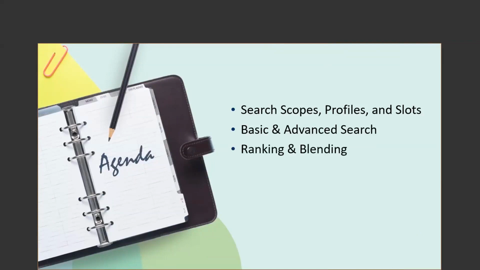And we'll also look again at ranking and blending and see how they affect results, at least in this sandbox environment, to get a feel for what actually happens if you make changes. And then we'll also look at the actual configuration elements for restricted user groups that we saw mentioned last week. We'll show how to actually configure those things if you wanted to put that into place in your environment. So starting with the search scopes, the profiles, and the slots.